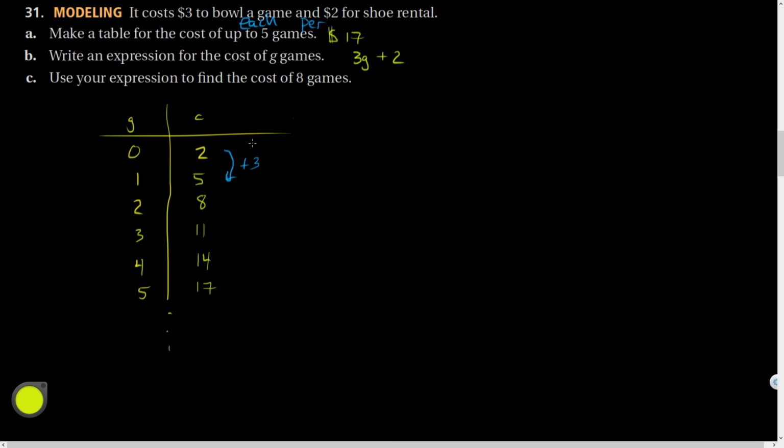So if there are 8 games, I'm going to say that G is equal to 8, and I'm just going to plug 8 in for G here. Do you guys agree? Disagree? So 3 times 8 plus 2. 3 times 8 is 24. And yeah, that's $26. That sounds like a Friday night right there, friends.